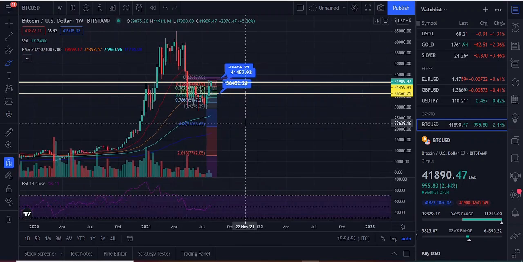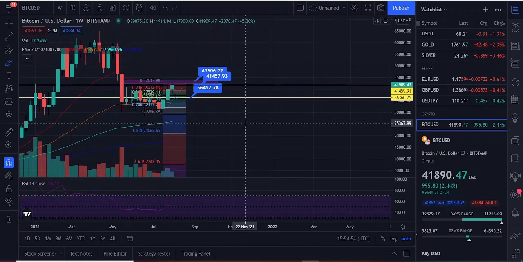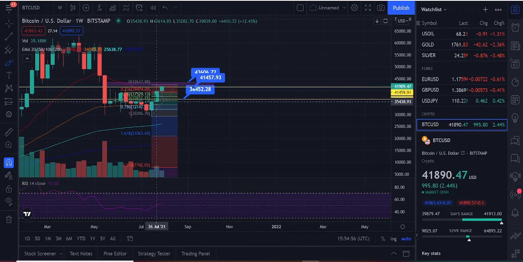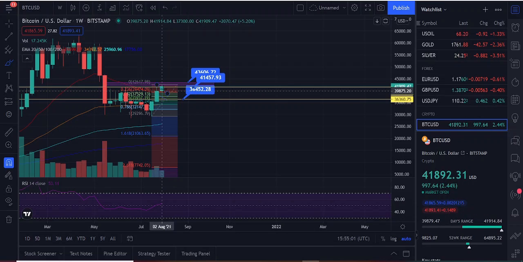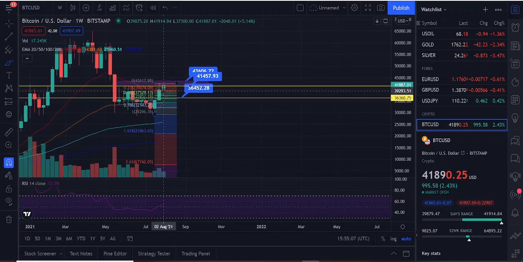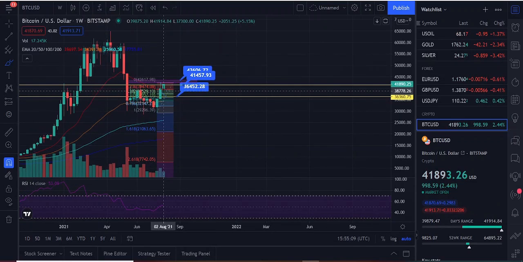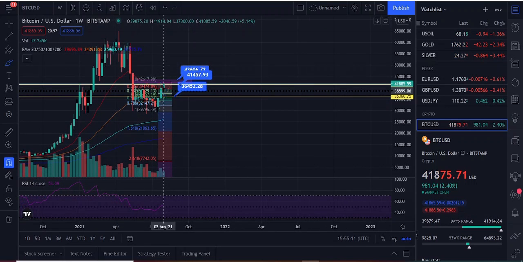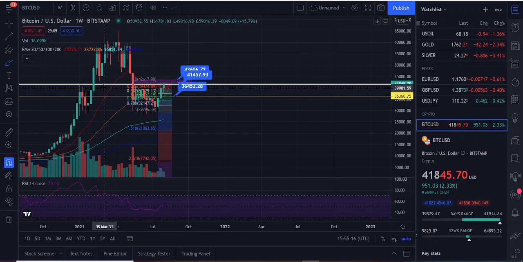So that's it for Bitcoin on the daily, but let's go quickly to the weekly because I want to show something very interesting. As you can see here, we are printing 1, 2, 3 green candles. If nothing major happens, we will print a green candle and start a new week. Now, 3 green candles in a row is quite a nice performance, but it's not something crazy. But 4 green candles in a row, that's where the real stuff starts.